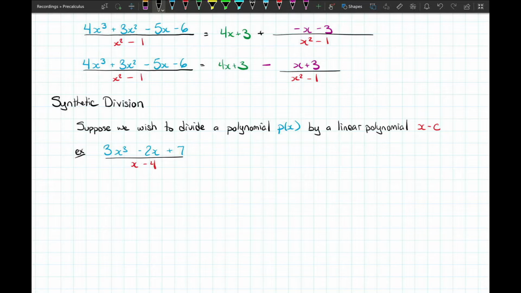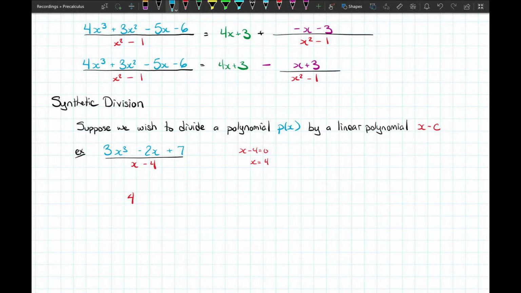For our shorthand notation, whenever we have a linear polynomial of the form x minus c, we're just going to write that value of c on the left-hand side, in this case, 4. You can always think about this as just being x minus 4 equal to 0 and solving for x. That's going to be on the left-hand side. And then the coefficients of the polynomial we'll write just to the right of that. And the coefficients need to go from highest power to lowest power, and we can't skip any powers. If there's a coefficient of 0, it must be written down.